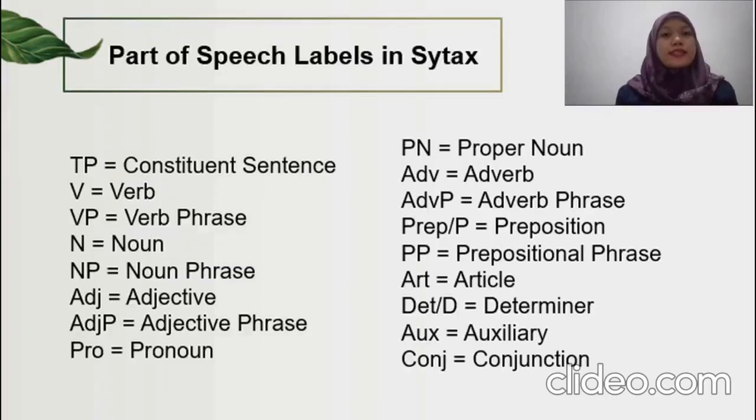To understand sentence structure, it's very important to grasp the labels for each part of speech in the sentence. For example, tense phrase, verb phrase, noun, noun phrase, adjective, adjective phrase, pronoun, adverb, adverb phrase, preposition, prepositional phrase, article, determiner, auxiliary, conjunction, and other labels.